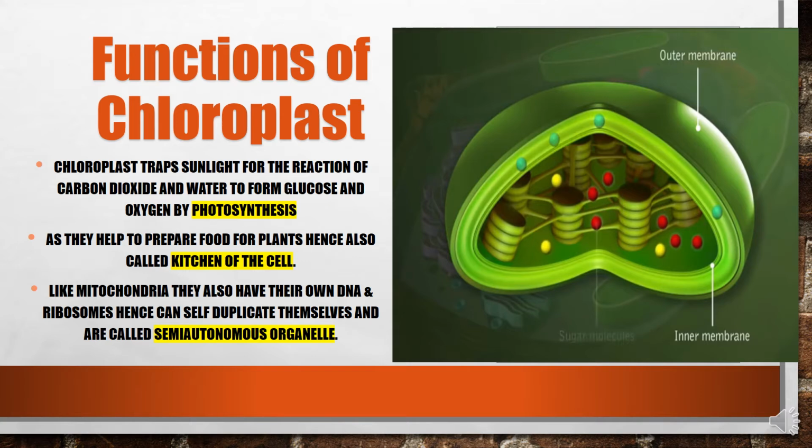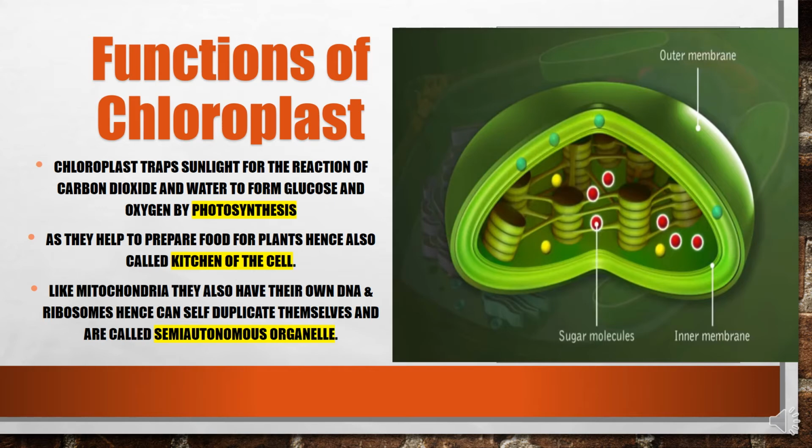So these glucose molecules are formed by photosynthesis and oxygen is released out. This process helps to prepare food for plants, because glucose is the main food material which is prepared in plants and which is later converted into starch and gets stored in the form of food. Because of the production of glucose in chloroplast, this is called the kitchen of the cell.